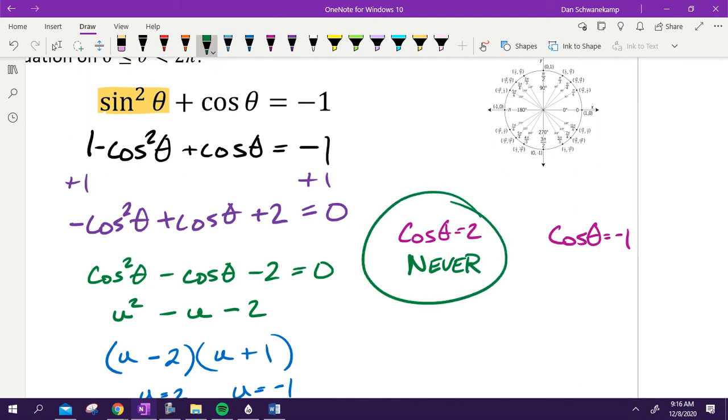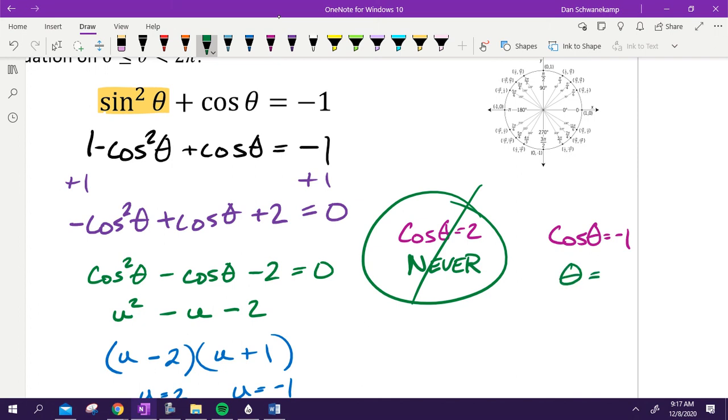That is a never thing. That is not going to happen. Cosine cannot be anything bigger than 1 or anything less than -1. So if I get cosine equals 2, yep, not an answer. Okay, so don't care about that one. When is cosine of theta going to be -1?